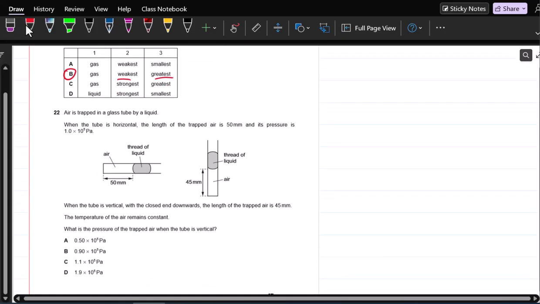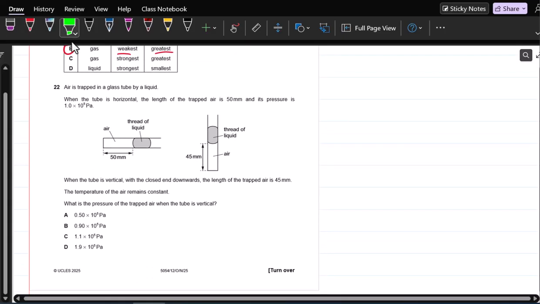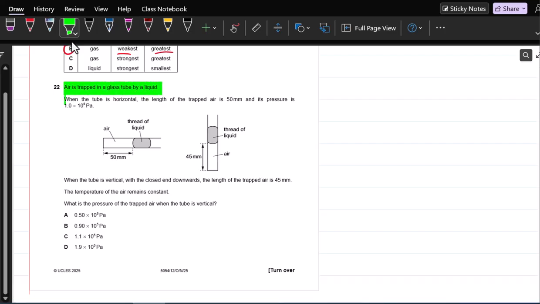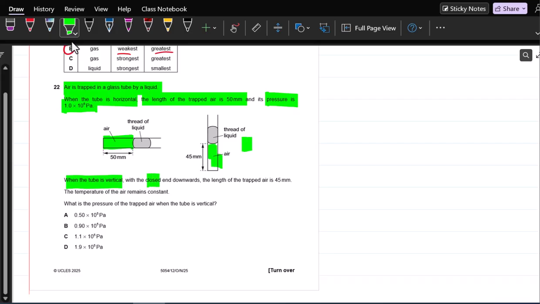Moving to question 22. Air is trapped in a glass tube by a liquid. When the tube is horizontal, the length of the trapped air is 50 millimeters. You can see here, it is 50 millimeters, and its pressure is 1 times 10 to the power 5 pascals. When the tube is vertical, with the closed end downwards, the length of the trapped air is 45 millimeters. The temperature of the air remains the same.